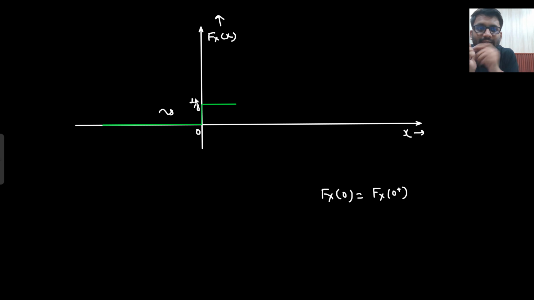Ideally, the graph should not be made like this. Are you able to understand this point? This green line should not be there. Why should this line be there? Because if I make this green line, that means I am telling that there is a sudden jump at x equals 0. And if there is a sudden jump at x equals 0, that means I cannot define the value at x equals 0.